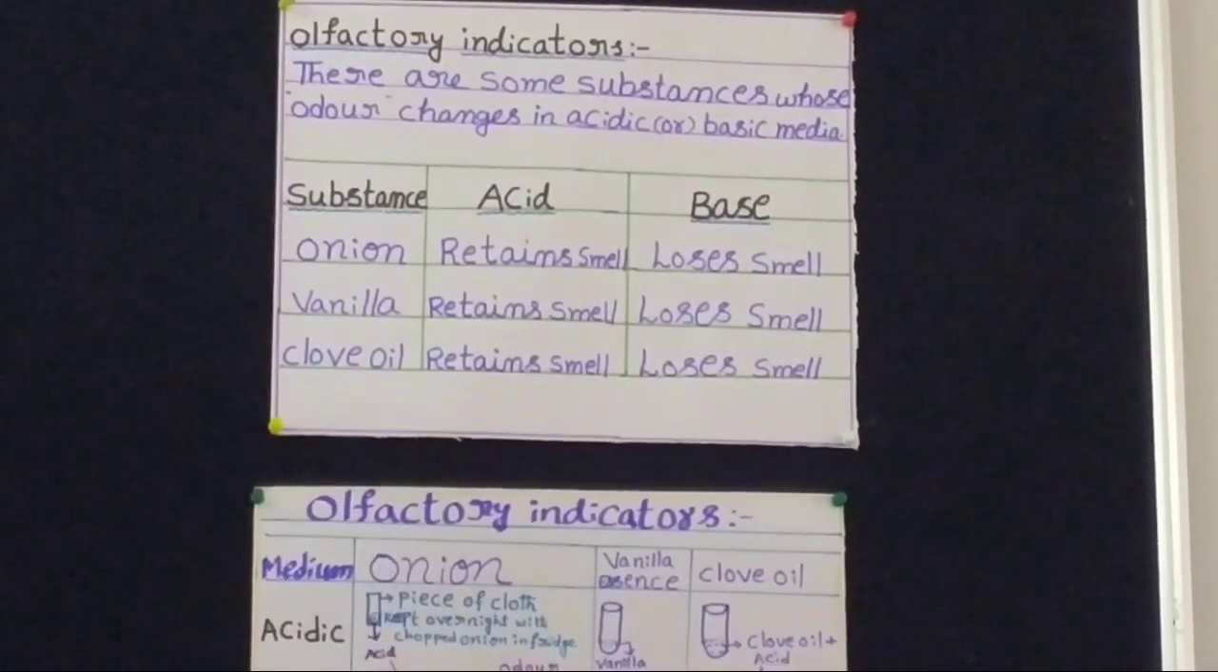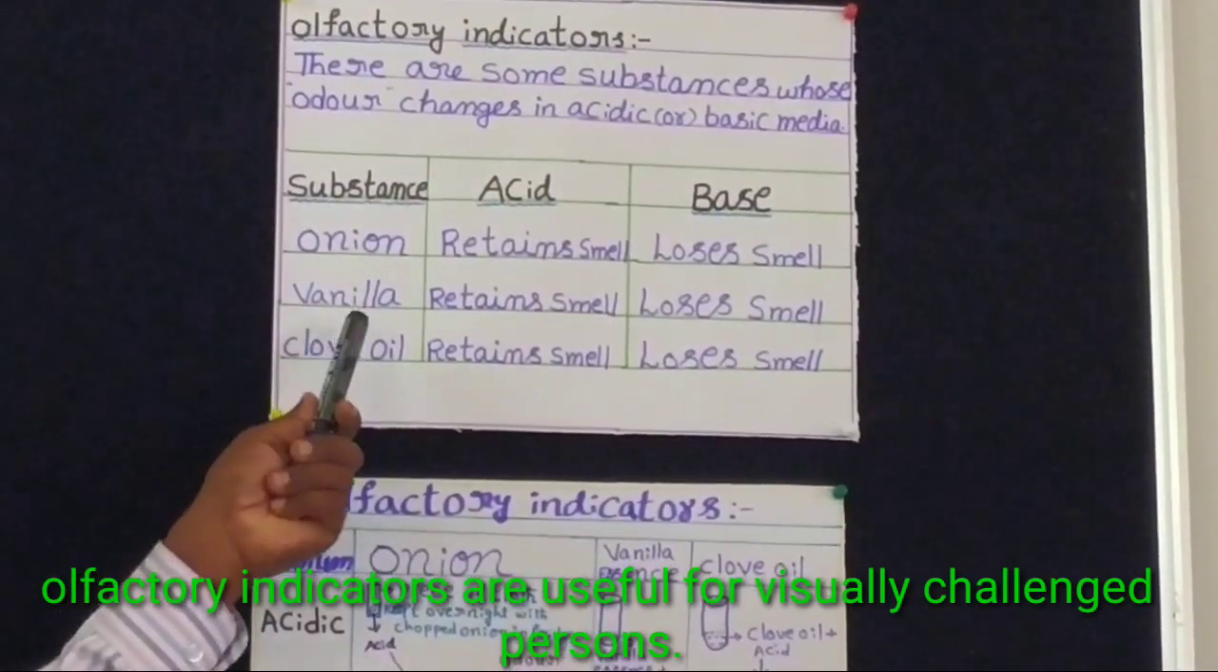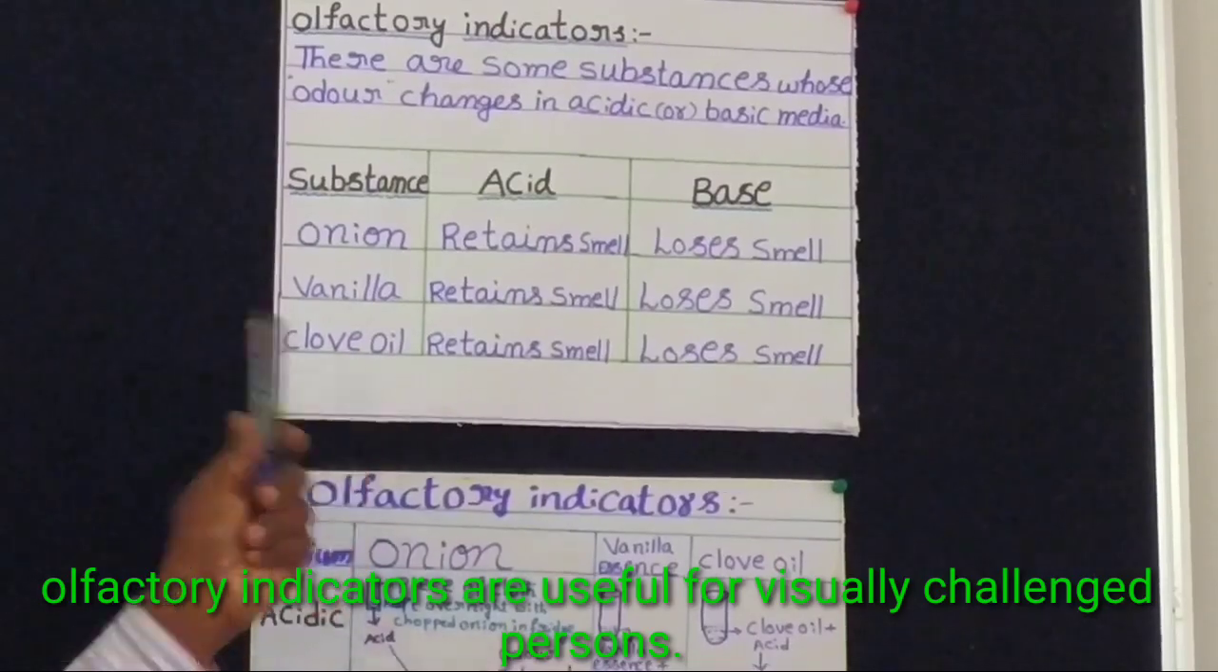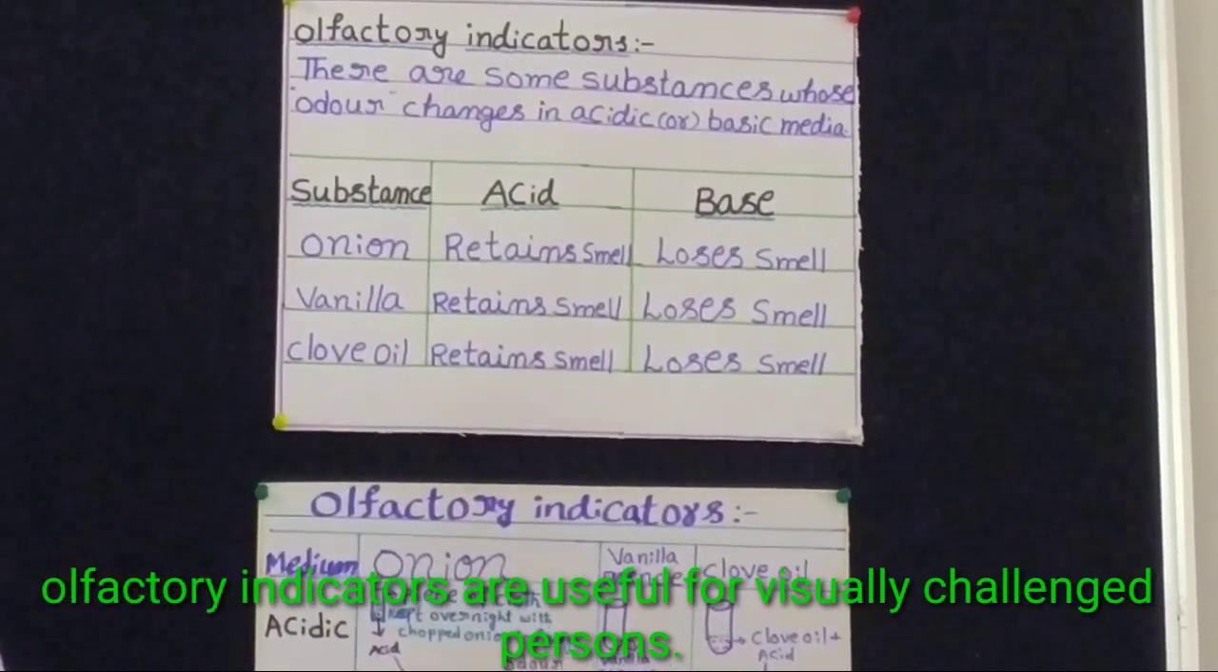What are the examples for olfactory indicators? Onion, vanilla essence and clove oil. These are examples for olfactory indicators.